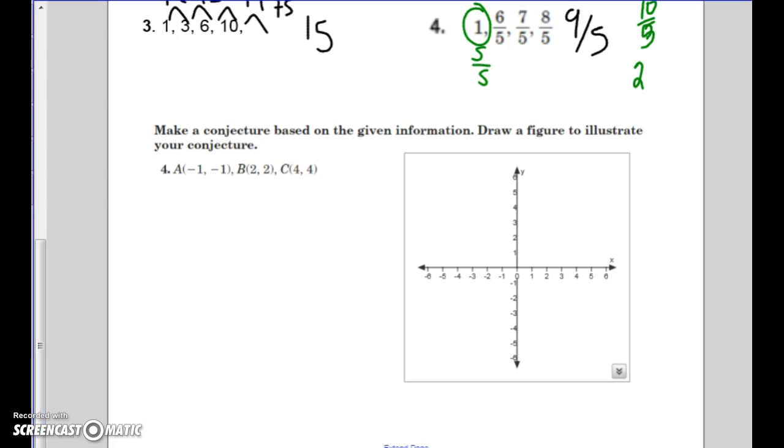All right, so somebody tell me what's a conjecture of some sort that you can tell me about this when you graph those 3 points. It's positive. Positive slope, very good. What else? Oh, they all are in a line. What's that called if they're all in a line? Collinear, very good. What else? The slope is 1. Okay. What else?